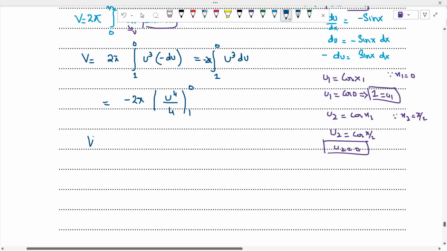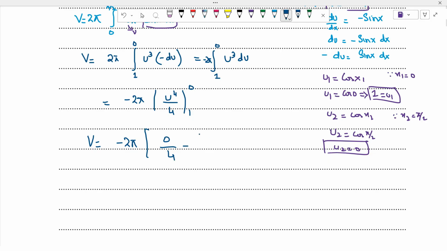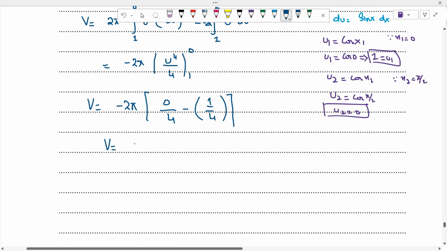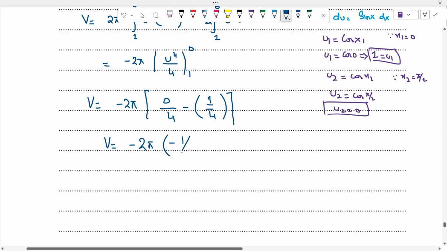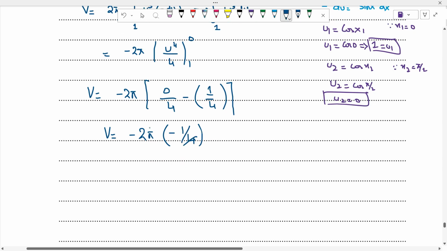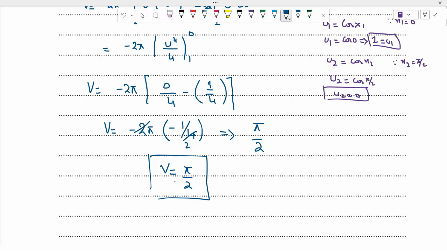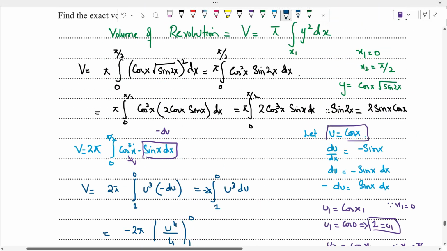Now apply the limit, v is equal to negative 2 pi. When we apply the limits, it will be 0 over 4 minus 1 over 4. So we will have the volume is equal to negative 2 pi times negative 1 over 4, and 2 will be cancelled out, and we will have pi by 2. So we have the volume which is equal to pi by 2. This was the required volume of revolution for the given curve.